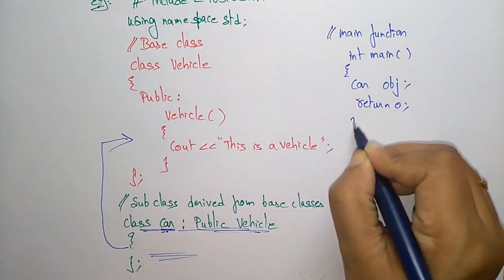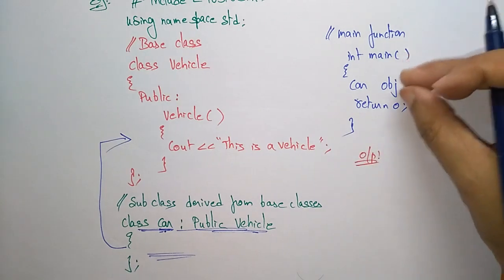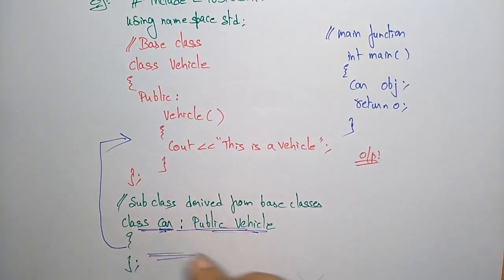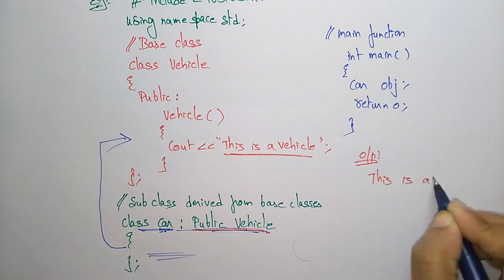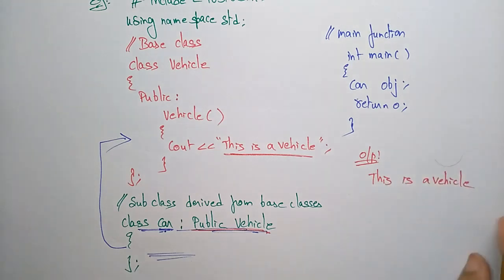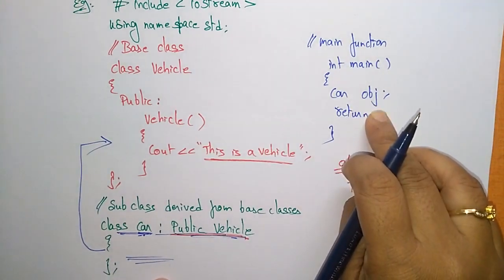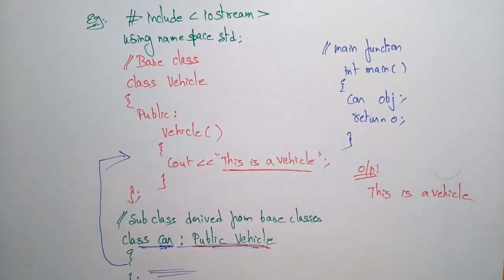Return 0. So what will be the output here? Whenever the main function creates car obj, it enters here. Whenever it reads class car public vehicle, if it sees public vehicle, it knows it is inheriting the properties of the base class. So it enters into the base class, acquires the properties of the base class, and prints this value: this is a vehicle. That will be the output. Here car obj creates an object of the subclass, which invokes the constructor of the base class.